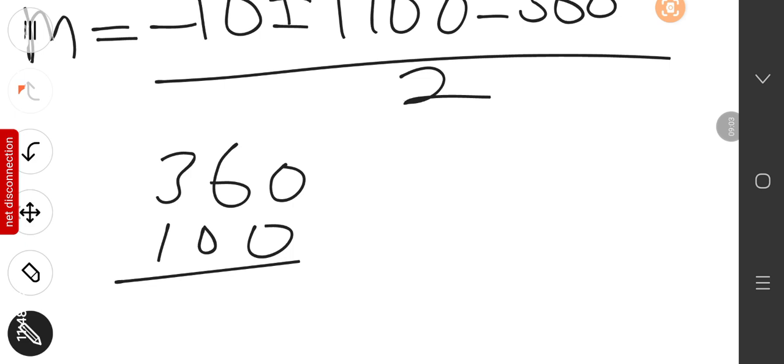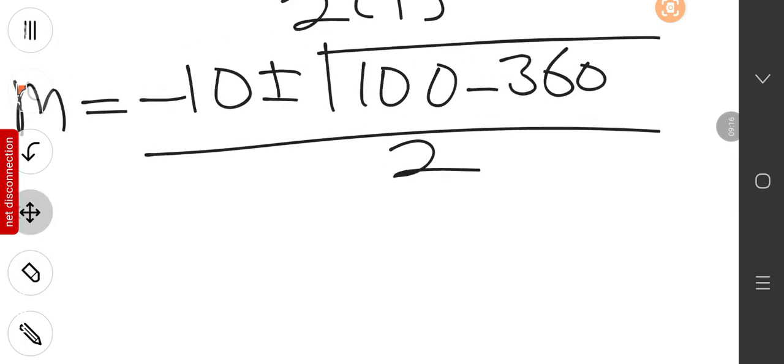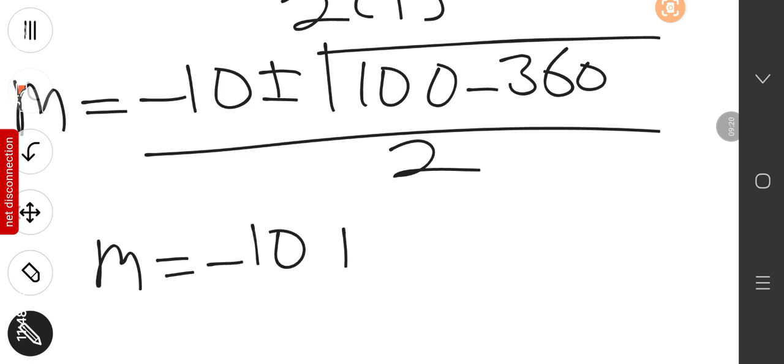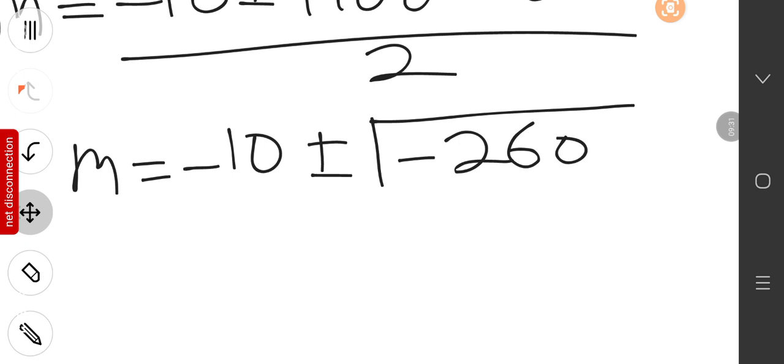So 0 minus 0 is 0. 6 minus 0 is 6. Okay, 3 minus 1 is 2. So we have 260. Okay, so in this case, we are going to have m equals minus 10 plus or minus the square root of minus 260. Okay, since we are subtracting a very big number from a very small number, so this is what we have.